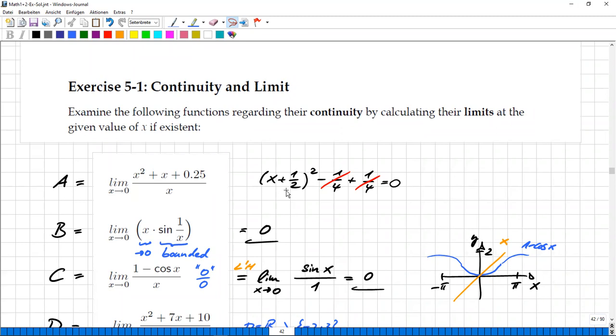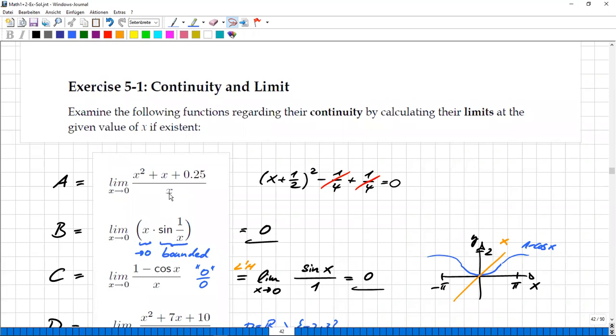This is quite obvious, but even this is not the point of interest. The point of interest now is, look here, you see that there's obviously a definition gap at x equals 0. This is why we ask for the limit of this function at this critical value of x, right? And this is what we would usually have to do from both sides.